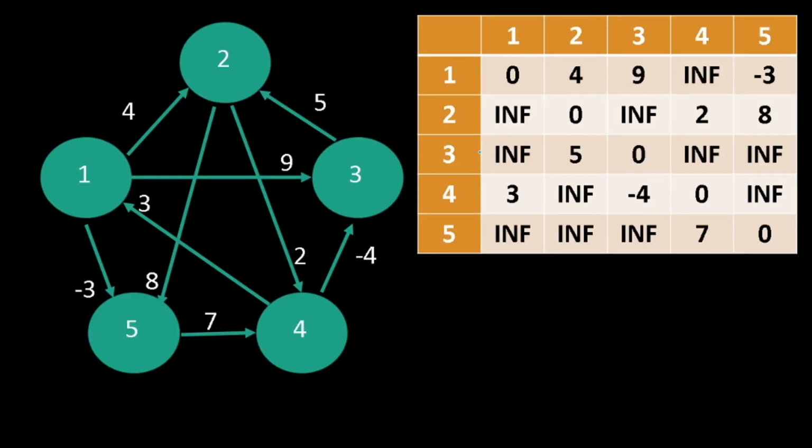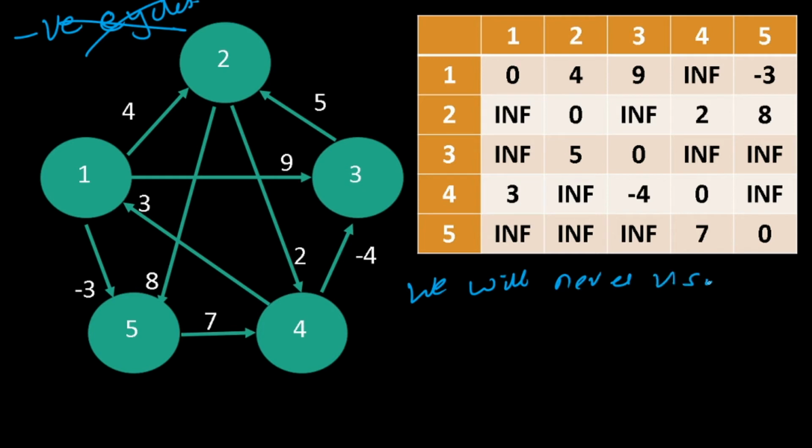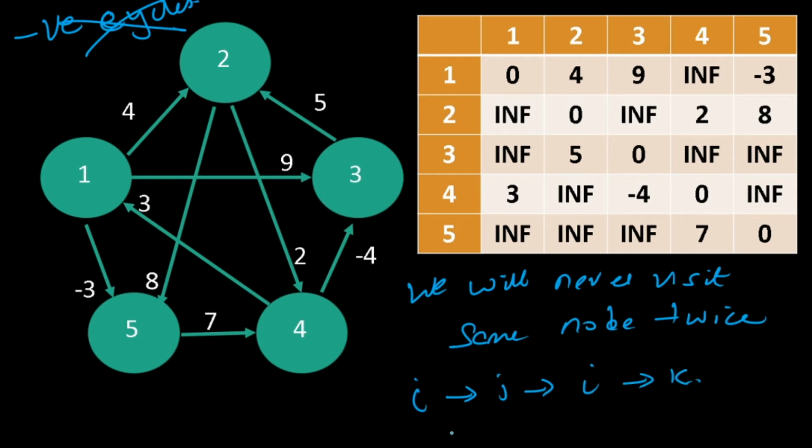Okay, this is the matrix based on which we'll be solving the whole problem. So let's understand this matrix thoroughly. And note, in this explanation, we are not going to deal with negative cycles. We won't use negative cycles for simplicity's sake. So we will never visit the same node twice. What does this mean? We won't have a route like i to j to i to k, or i to j to k to whatever l. It doesn't happen like that.